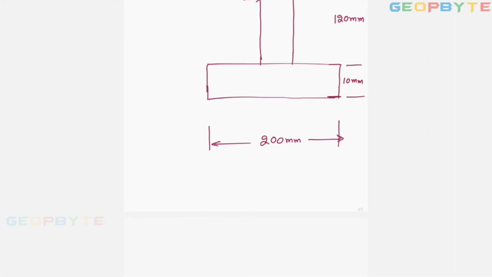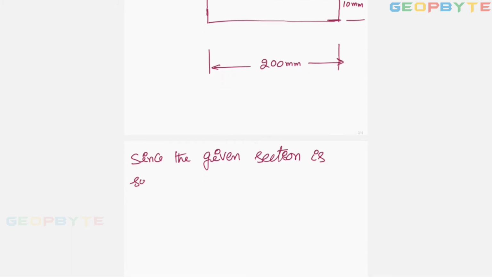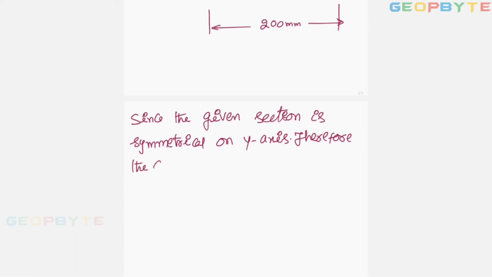Since the given section is symmetrical on y axis, therefore the centroid should lie on y axis. That means you need not find the x bar.